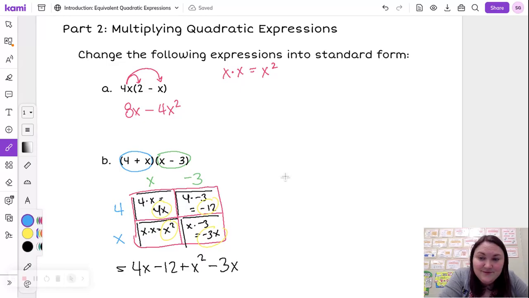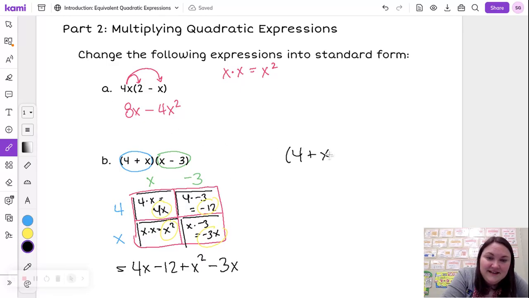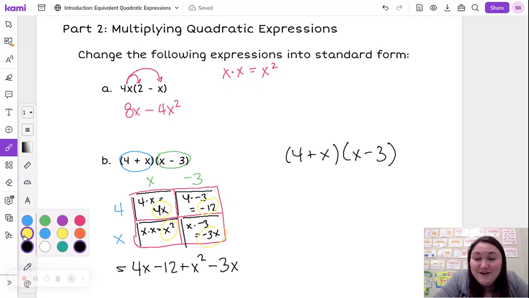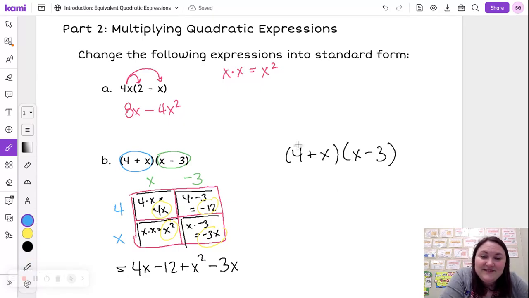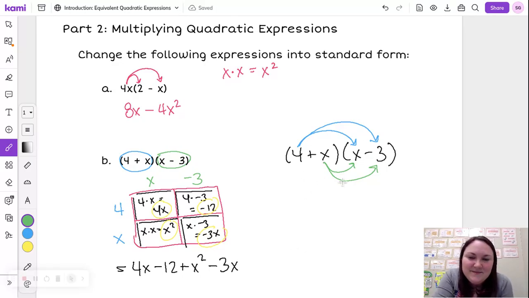The other way you can do the problem, though, is using distribution like we did in that first problem. The only difference here is because there are 2 terms in front, the 4 and the x, you have to multiply twice. You have to distribute 4, so you have to do 4 times x and 4 times that negative 3. But you also have to distribute x, so you have to do x times x and x times negative 3.